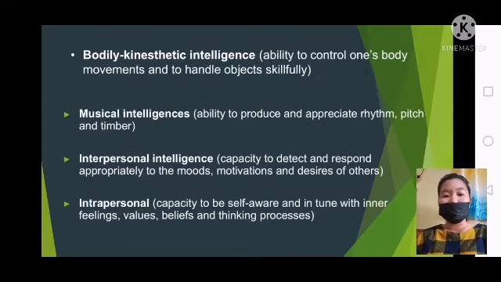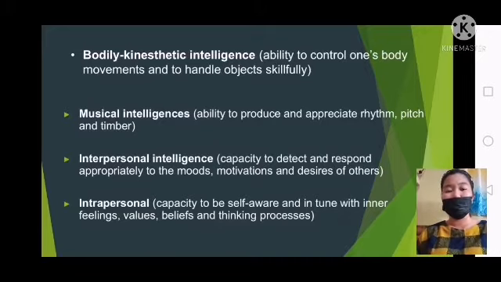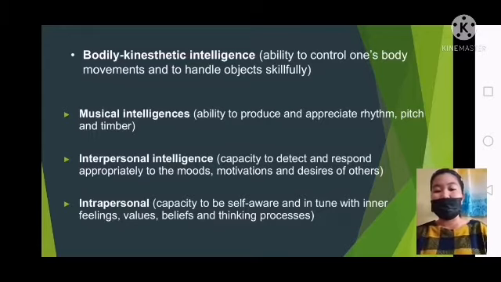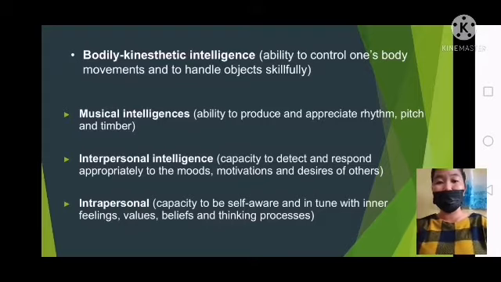The next one is bodily-kinesthetic intelligence: the ability to control one's body movements and to handle objects skillfully. The next one is musical intelligence: the ability to produce and appreciate rhythm, pitch, and timbre. The next one is interpersonal intelligence: the capacity to detect and respond appropriately to the moods, motivations, and desires of others.